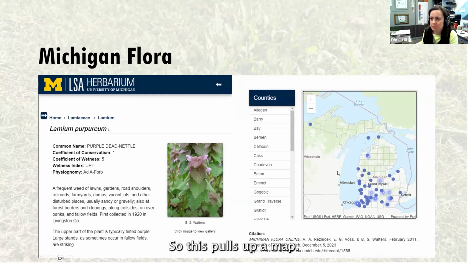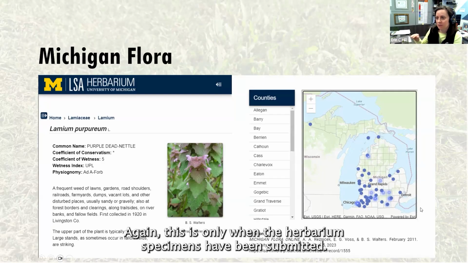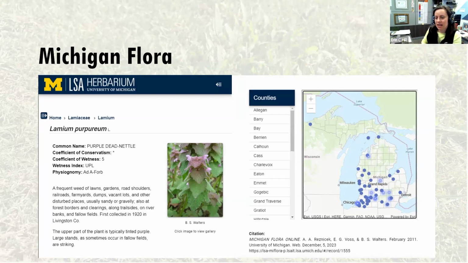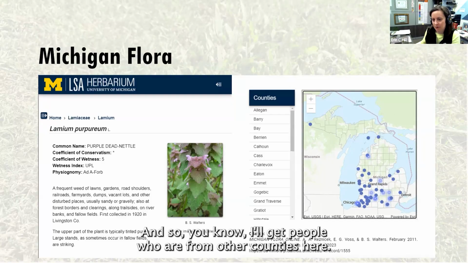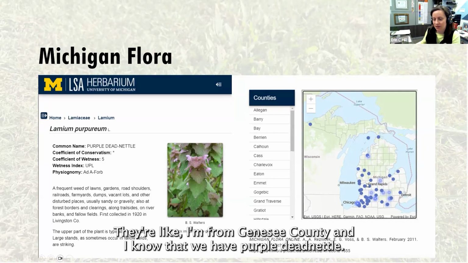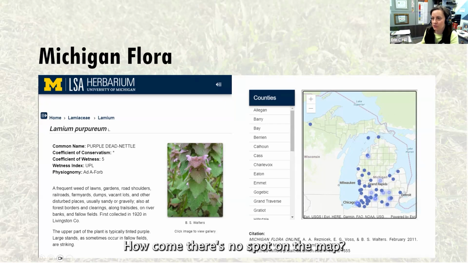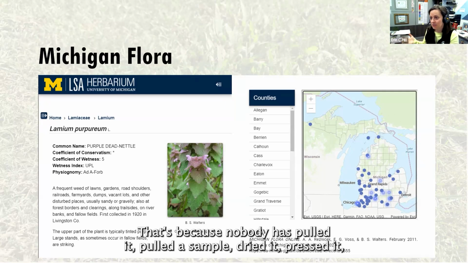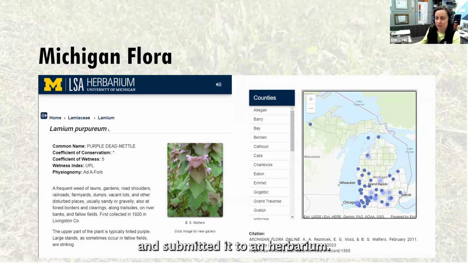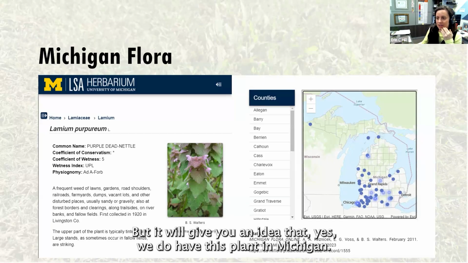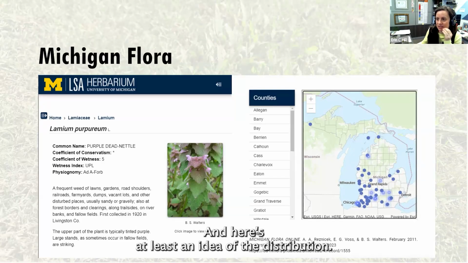So this pulls up a map. Again, this is only when herbarium specimens have been submitted. I'll get people from other counties here who say, well, I'm from Genesee County and I know that we have purple dead nettle, so how come there's no spot on the map? That's because nobody has pulled a sample, dried it, pressed it, and submitted it to an herbarium. So it's not a perfect map. But it will give you an idea that yes, we do have this plant in Michigan, and here's at least an idea of the distribution.